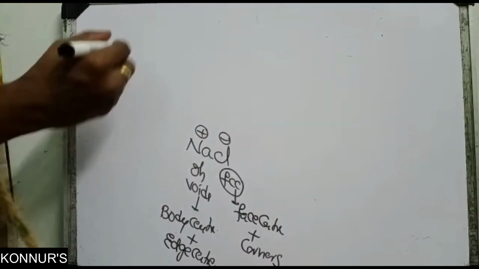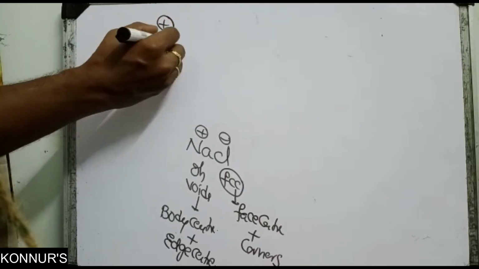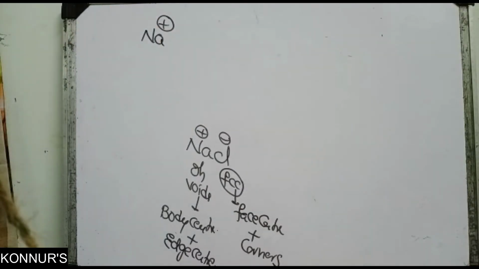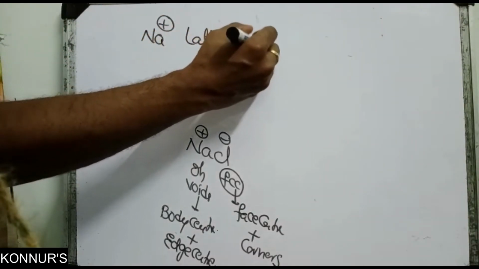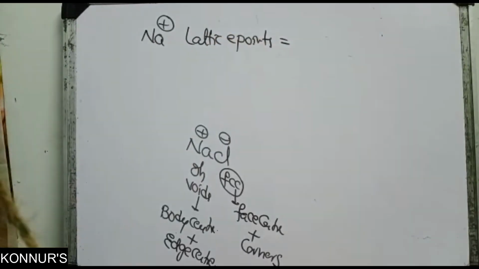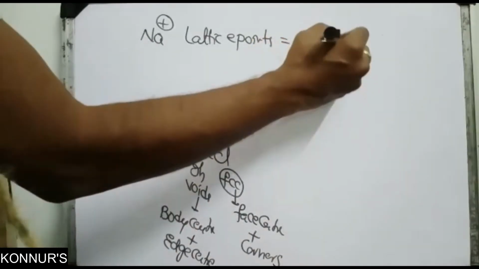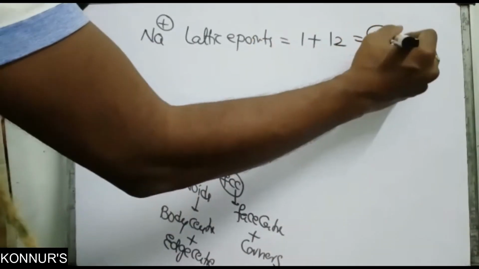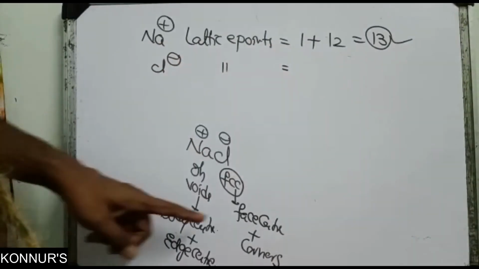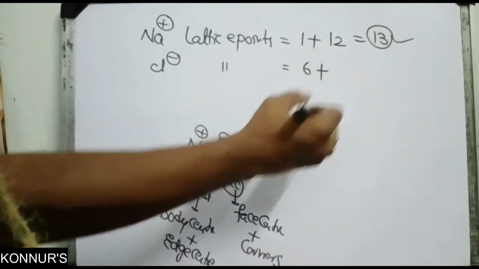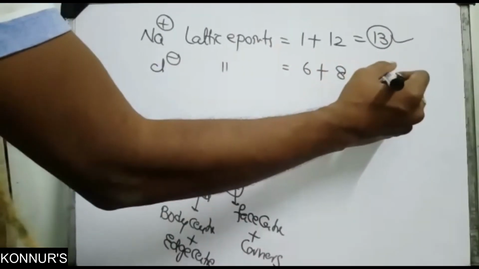So here, Na+ lattice points. How many lattice points are there? Octahedral voids: one is the body center, and edge centers are 12, so your answer is 13. Next, Cl- lattice points: face centers 6, corners 8, so your answer is 14.